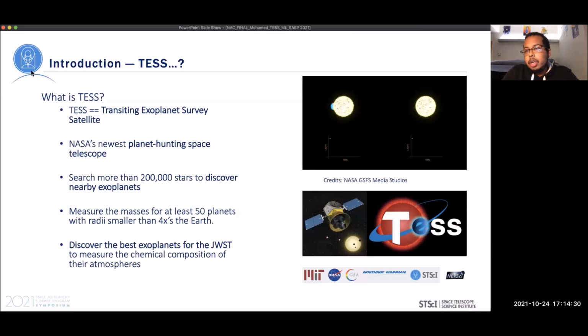So first, let's talk about TESS. TESS is a space telescope. It stands for the Transiting Exoplanet Survey. It's NASA's newest planet hunting telescope, and it looks in the nearby galaxy to find exoplanets using the transit method.